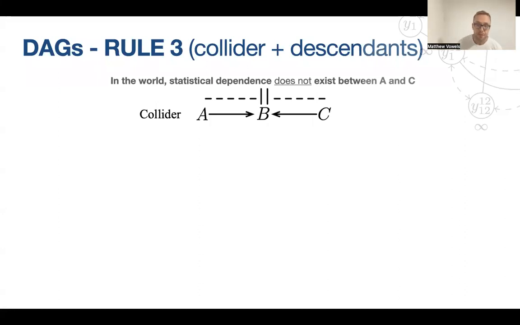So that brings us on to rule 3, the final rule. It's already there with the rules. And this is the collider rule. So in other words, we have two variables, A and C, that are jointly causal of B.